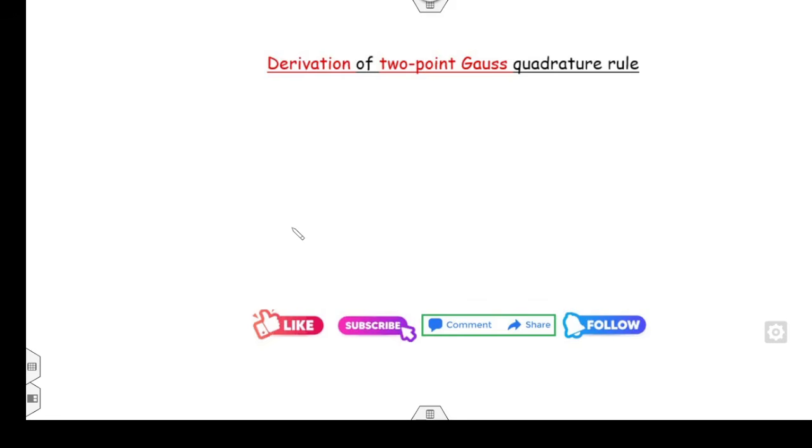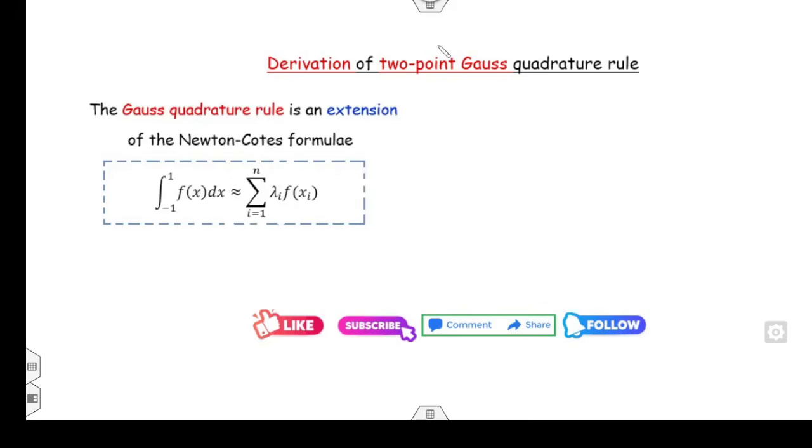Now, in this lecture, we will derive the expression of the two-point Gauss quadrature formula. Remember what we have discussed so far? The Gauss quadrature formula is the extension of the Newton-Cotes formula. The Newton-Cotes formula is applicable only when the values of the xi's are known to us. While in the case of the Gauss quadrature formula, the values of the xi's are unknown to us.